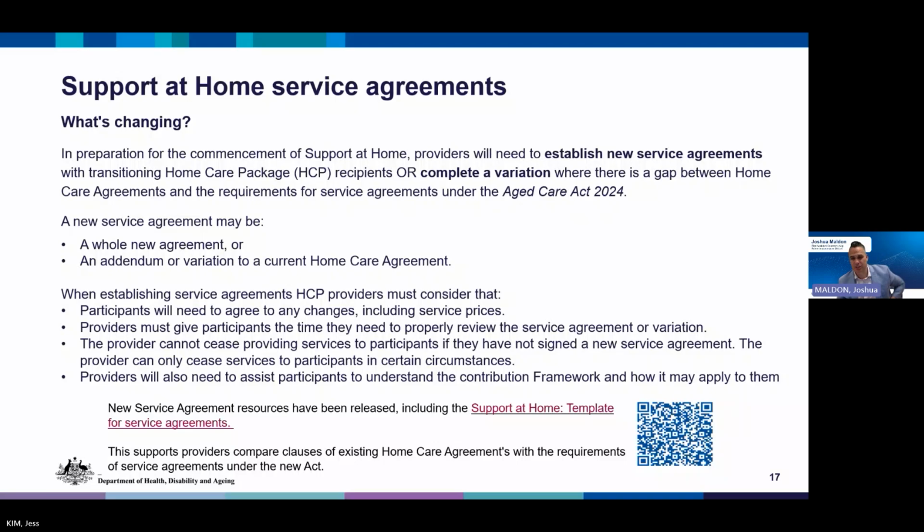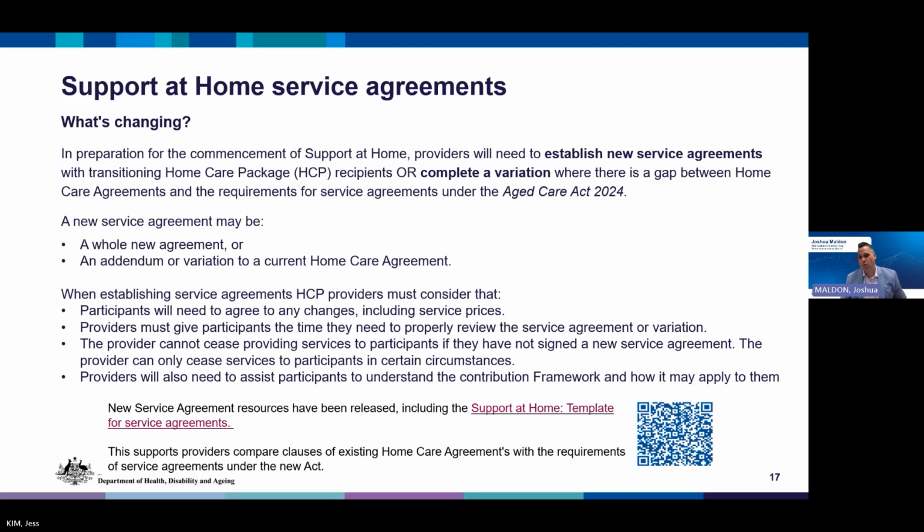So to establish those service agreements in preparation for the 1st of November, you've got to do one or two things. Either establish a new service agreement with people that are transitioning in, or you also have the option of completing a variation if you do have a gap between the home care agreements and the requirements for the new services under the legislation. There's a lot of guidance, and as Faye had up before, we've got a QR code up here, so you can definitely jump on there and please take the opportunity to seek some further information there.